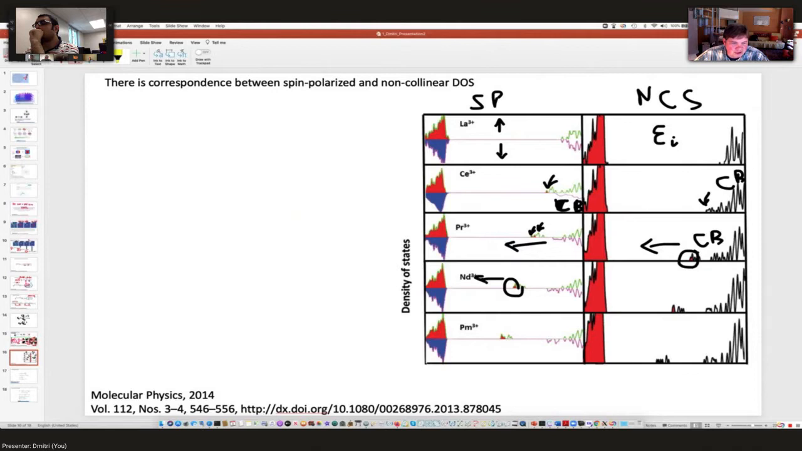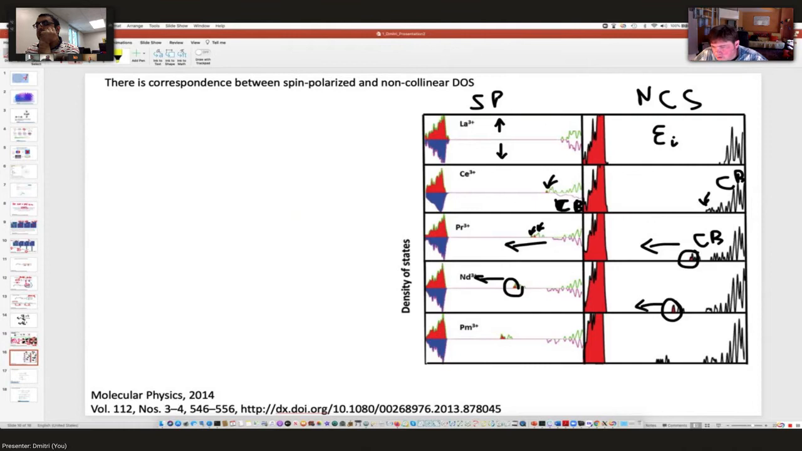So overall trends are comparable. And this tells, as a little justification, that non-collinear spin doesn't dramatically change energies. But instead of two non-collinear spin orbitals, it creates a spinor as a single entity, and it is a more natural way to describe the electronic structure of heavy elements.